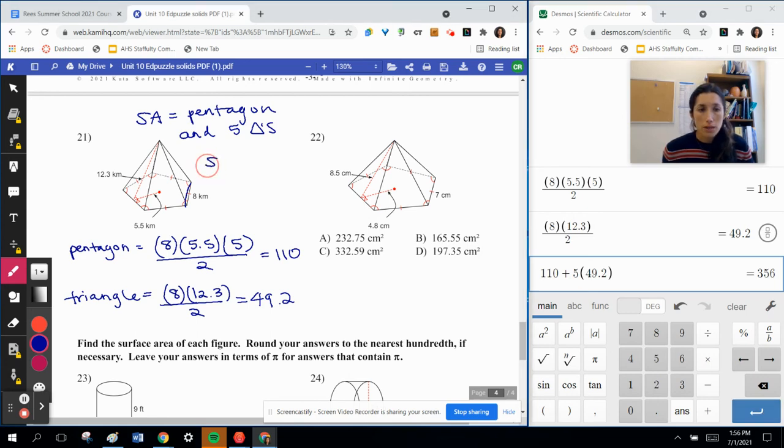So our total surface area is equal to 356 kilometers squared. Okay, go ahead and find the surface area of number 22.